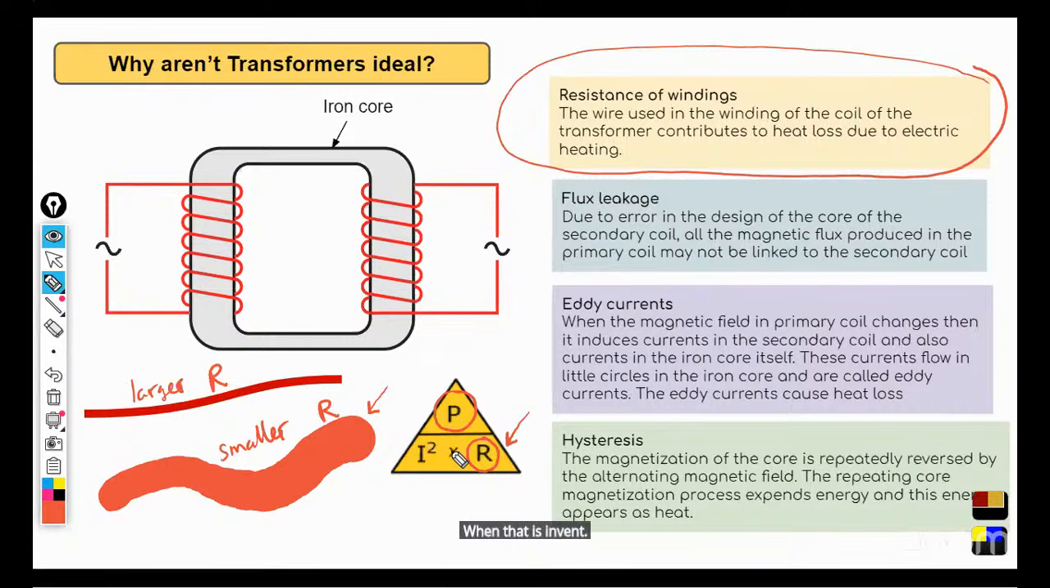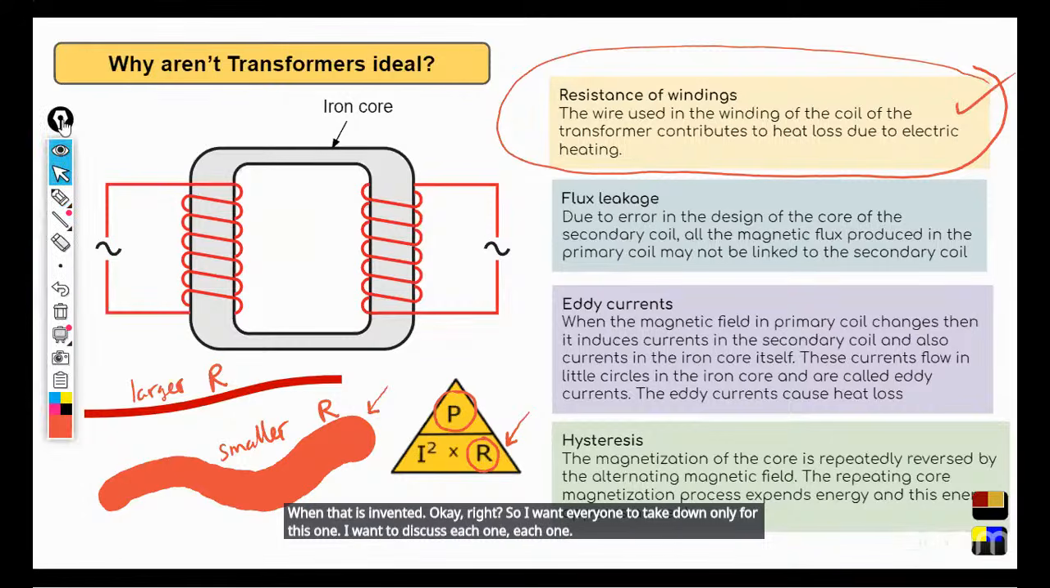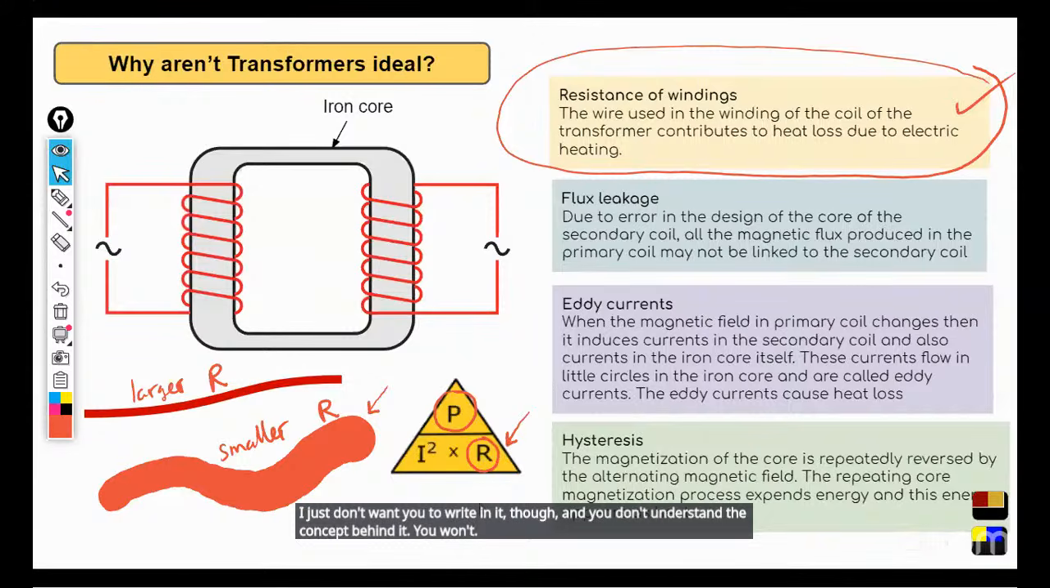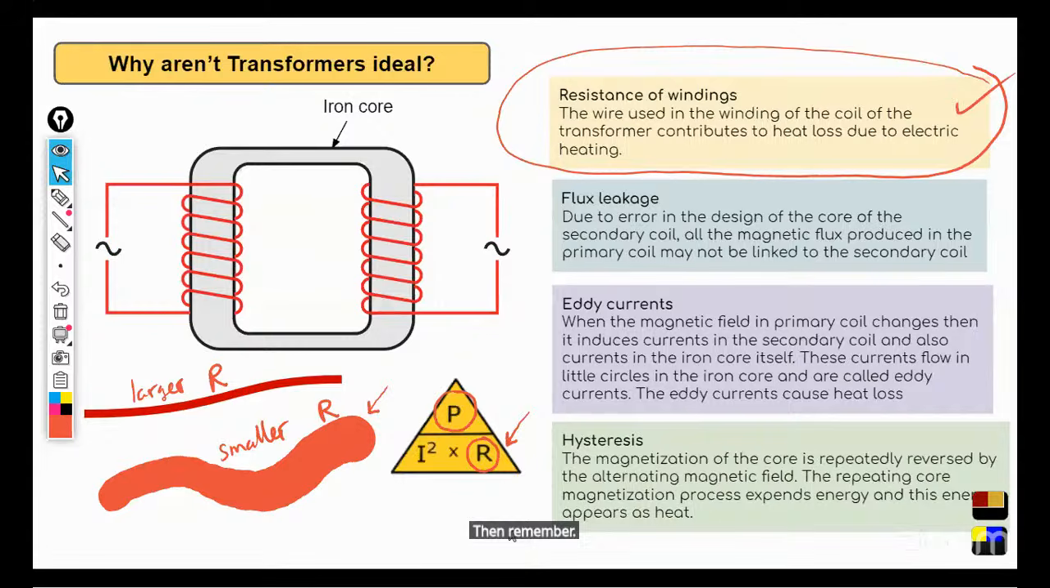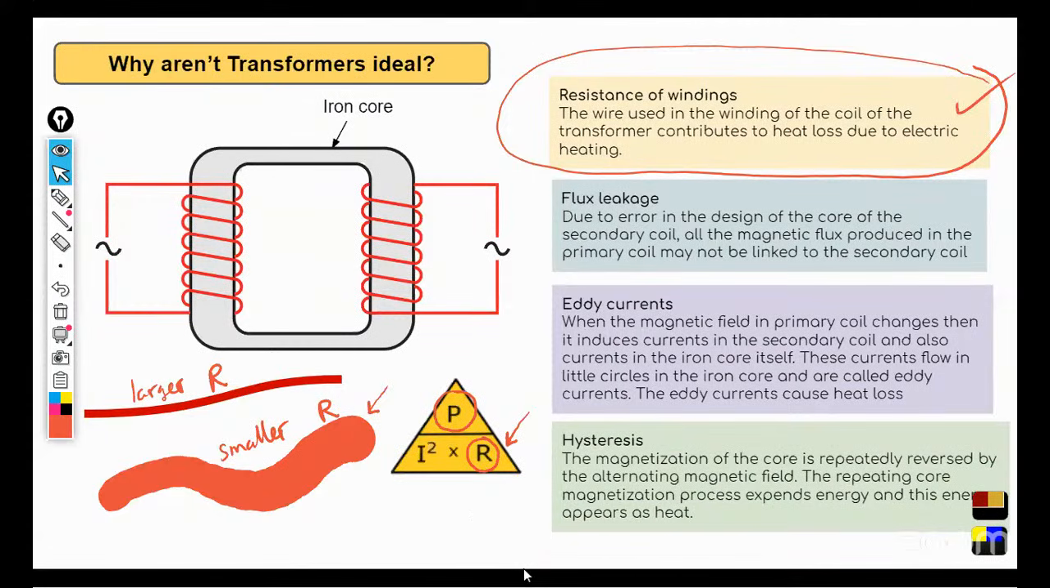Okay, so I want everyone to take down only the first one. I want to discuss each one. Each one deserves a detailed explanation. I just don't want you writing it down and not understanding the concept behind it. You won't remember it. But if you understand the concept, then remembering it is very easy. In fact, you'll never forget it for your entire life. Raise your hands when you finish taking down the first paragraph.